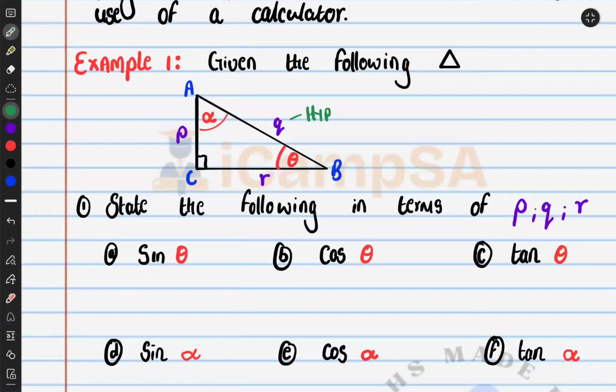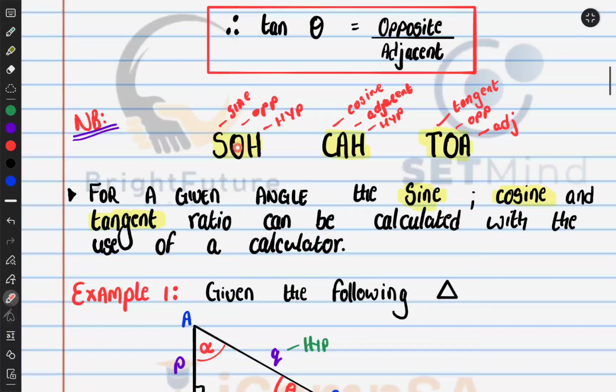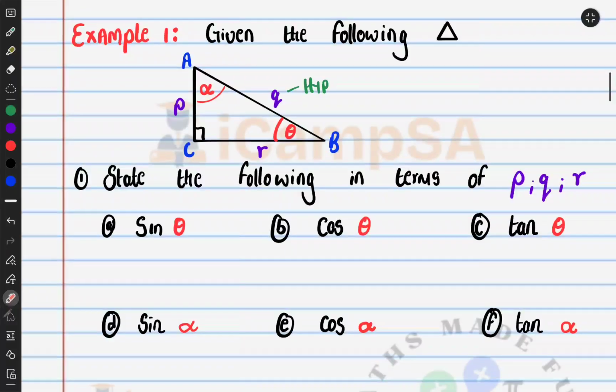The opposite and the adjacent side will depend on which angle we are looking at. So what does the question ask? It says state the following in terms of P, Q, R. So we have to state the following trigonometric ratios in terms of P, Q and R. Sine theta is the first one. We are looking at angle theta. Sine theta, we know, is the opposite over hypotenuse.